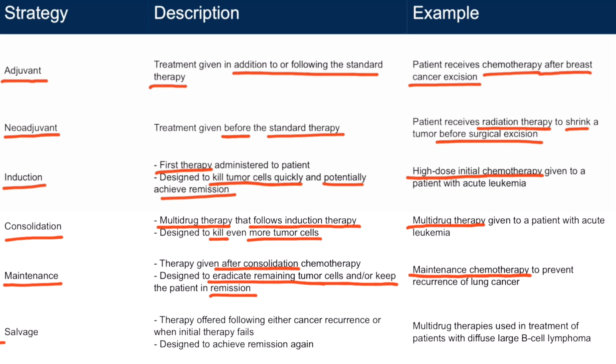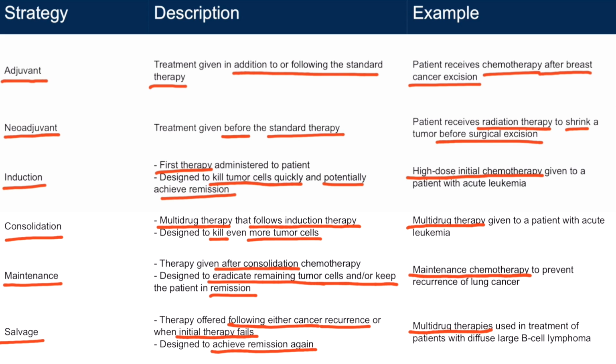So lastly is salvage therapy. This is usually offered following either cancer recurrence or when the initial therapy fails. So the purpose for this is to, once again, help the patient achieve remission. Now, a common example of salvage therapy is multi-drug therapy used in treatment of patients with diffuse large B-cell lymphoma, which is a particularly aggressive cancer, and it's difficult to send into a remission with just the initial therapy alone. And my use of the term initial therapy here is assuming you've done induction, consolidation, and maintenance. And then the B-cell lymphoma comes back. It's that diffuse large B-cell lymphoma. And so salvage therapy is ideal.